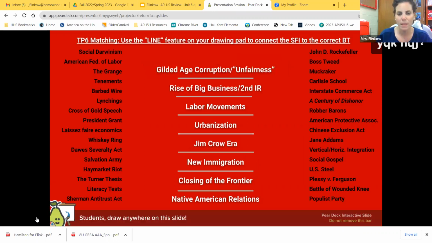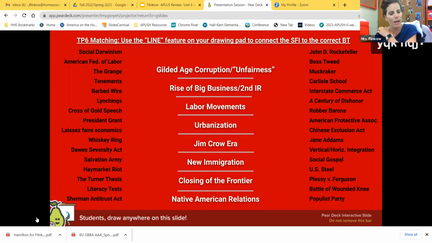All right, so what we're going to do here is I want you to draw a line, and this is where I told you that you may have to use that feature and make it smaller. You're going to draw a line, just like a matching, from where each one of these would match to their big topic. The black on the left and the right are going to be your SFI. The middle is going to be your broad topic. So see if you can match your SFI to your broad topic.